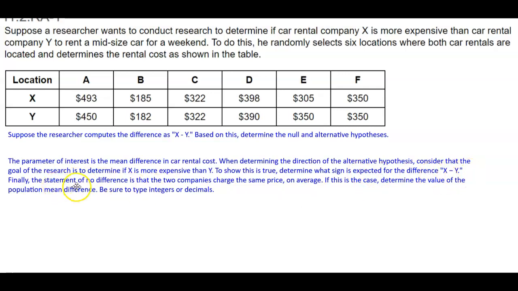Finally, the statement of no difference is that the two companies charge the same price on average. If this is the case, determine the value of the population mean difference and be sure to type integers or decimals.